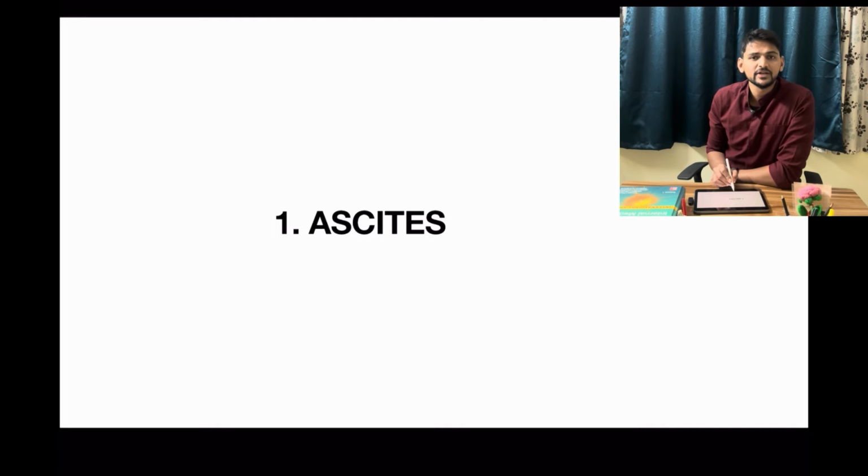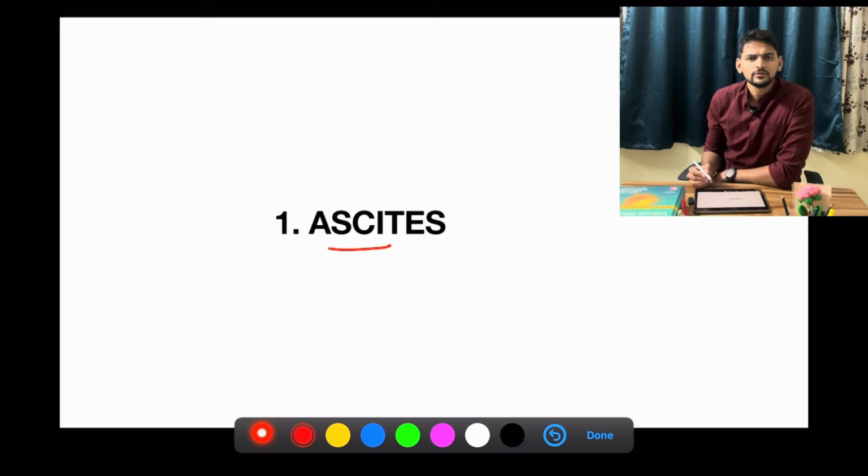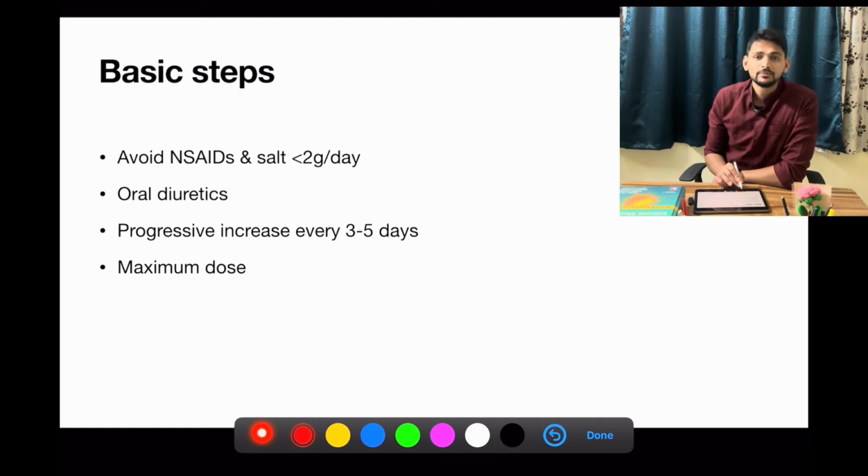First complication which we are going to discuss is about ascites. So commonly we see this presentation in case of cirrhosis or end stage liver disease. So what should be the basic steps of managing ascites? First thing, we have to advise to avoid NSAIDs and there should be salt restriction, that is to the extent of less than 2 gram per day. So this point we have to advise mainly to the attenders and the nursing staff to take care.